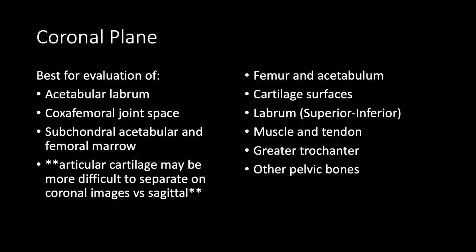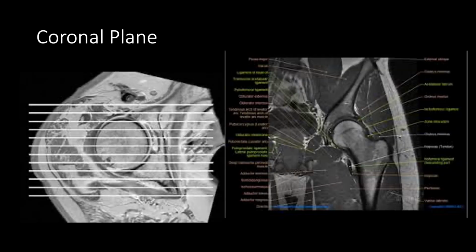So the coronal plane we'll be looking at here is going to be looking at the labrum, the joint space, subchondral, acetabular, and femoral marrow, or interior portions of the bone. So it's a pretty good idea of what we can be looking at in this plane. So here you see the scout views that you'd be using. These are the slices that they would take for this view.